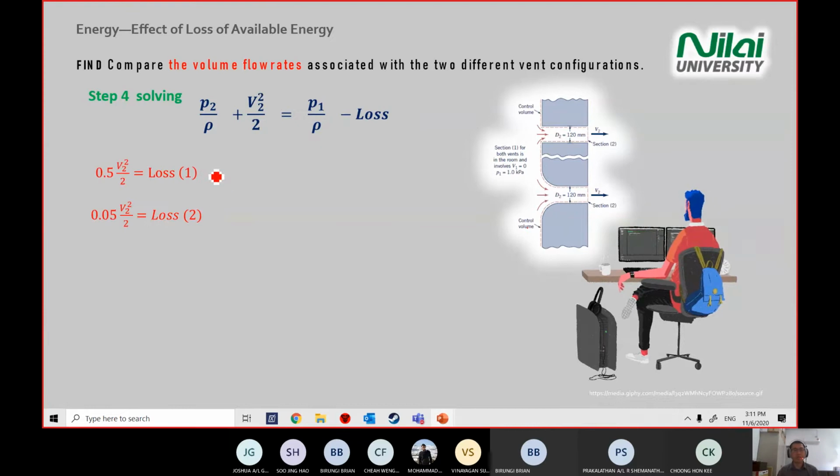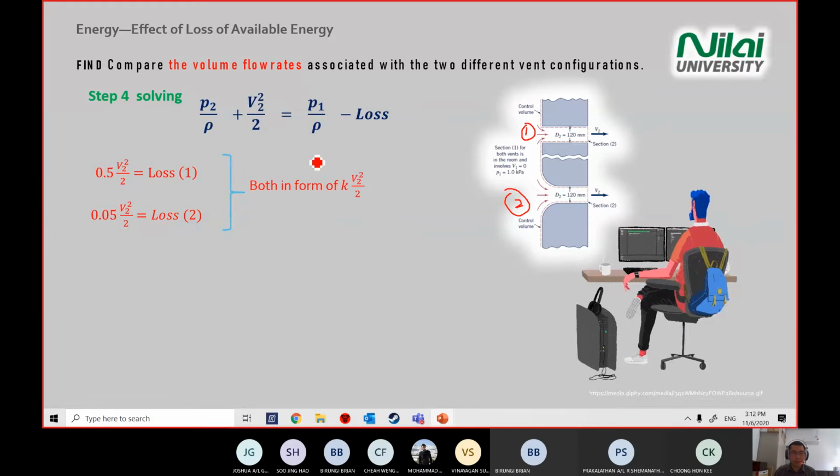And these two losses are given in the question, in the statement, in equation form. For the first case, the loss is given as 0.5 V2 squared divided by 2. The second case given in the statement, the loss for case number 2, is 0.05 V2 squared divided by 2. So you just need to substitute inside and then you see what the equation is.